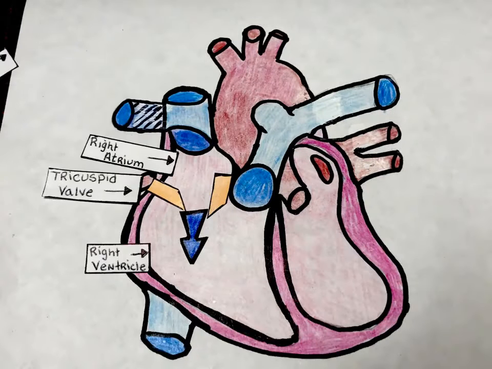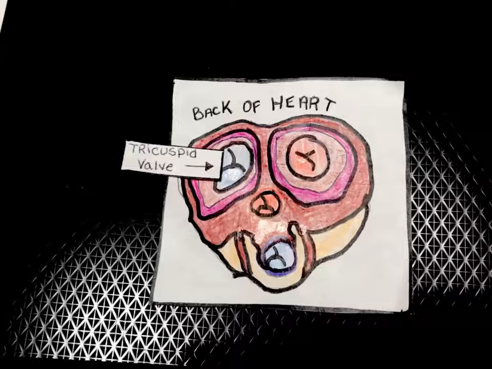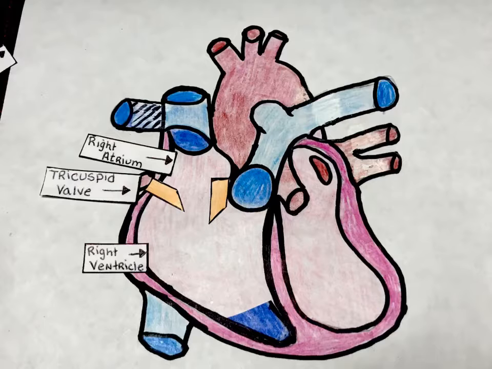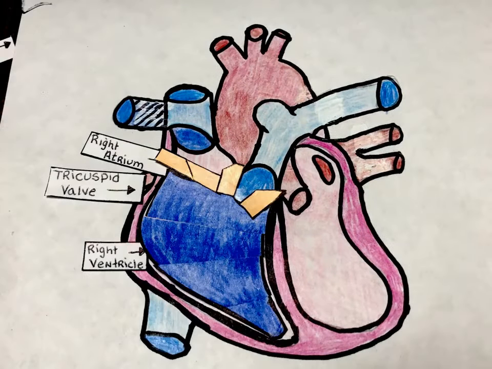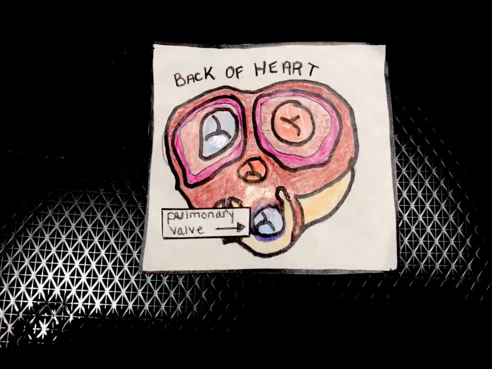As deoxygenated blood enters the right atrium, it then flows through the tricuspid valve. The tricuspid valve is called this because it has 3 flaps and enters the right ventricle. When the right ventricle is full of deoxygenated blood, the tricuspid valve shuts to prevent blood from flowing backwards into the right atrium.